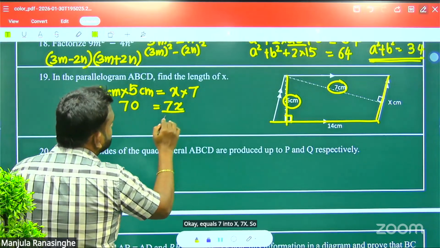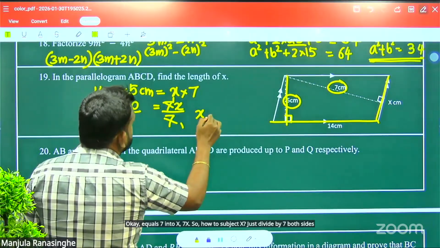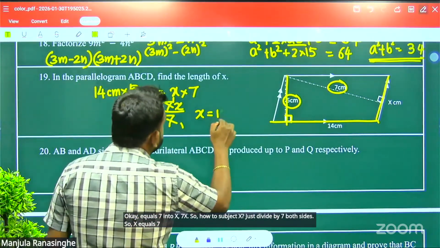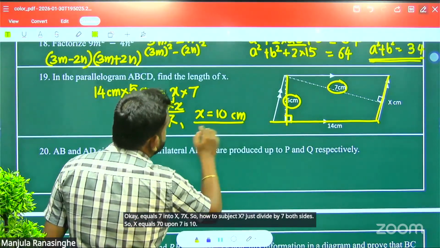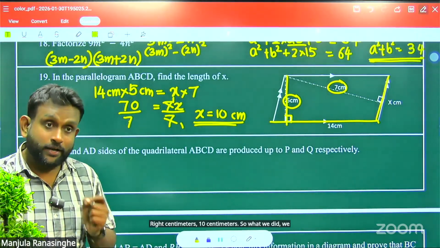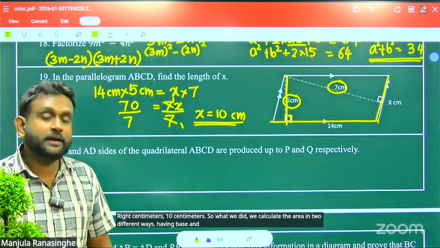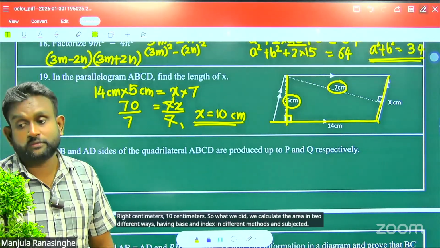So how to make x the subject? Just divide by 7 both sides. So x equals 70 upon 7, which is 10 centimeters. So what we did, we calculated the area in two different ways, using base and height in different methods, and made x the subject.